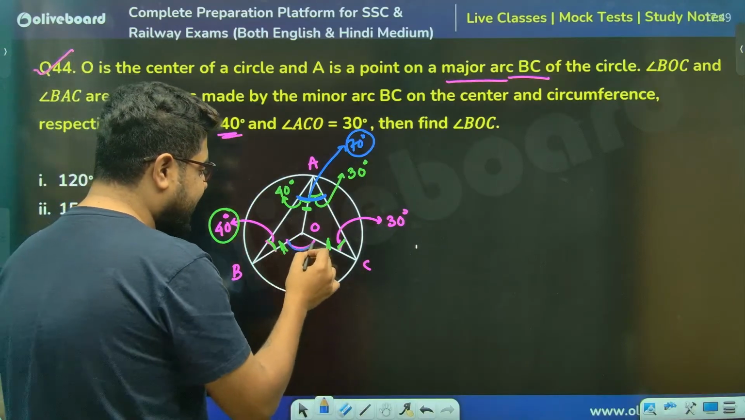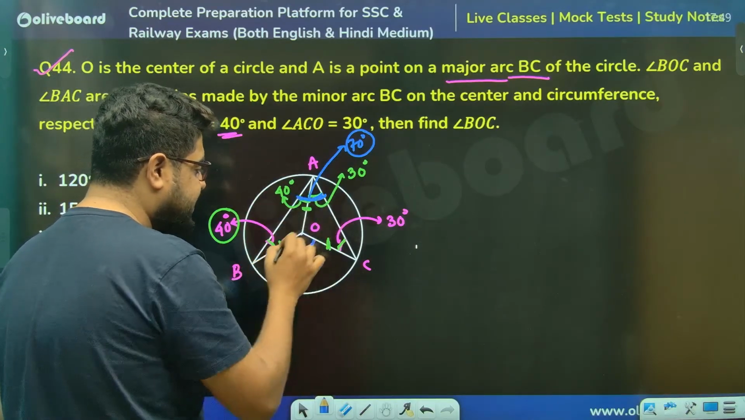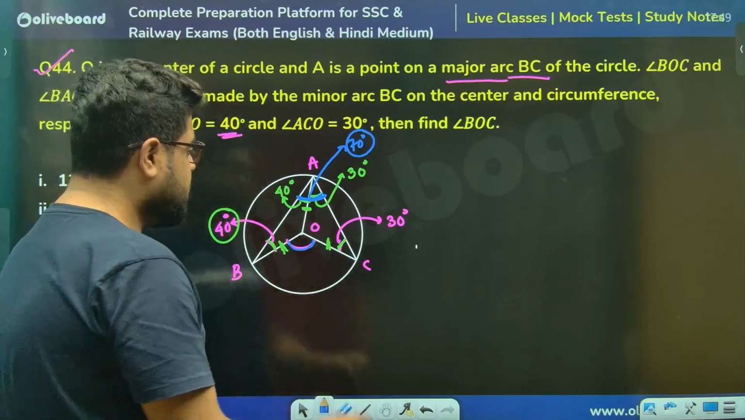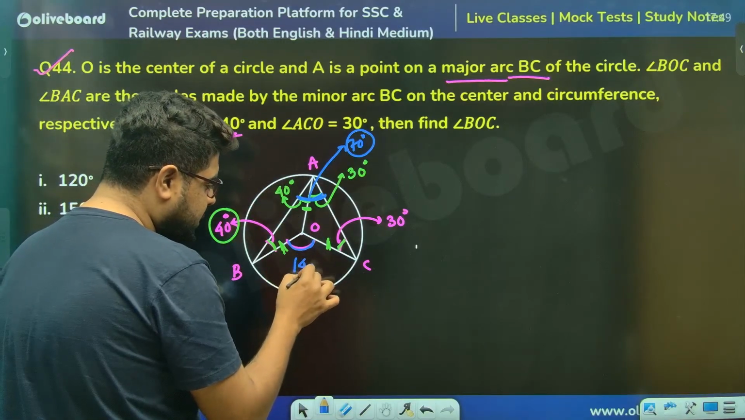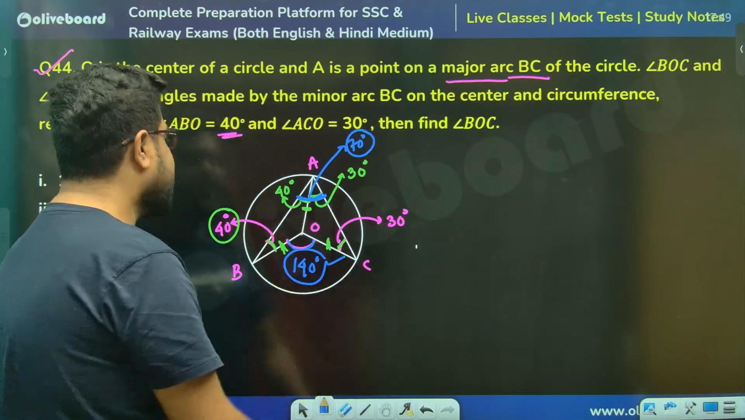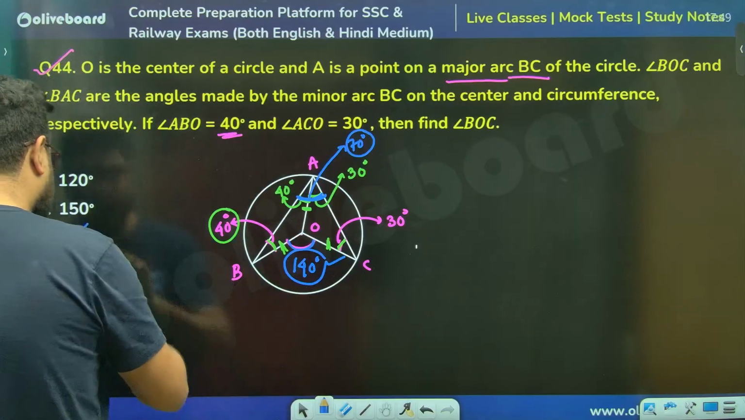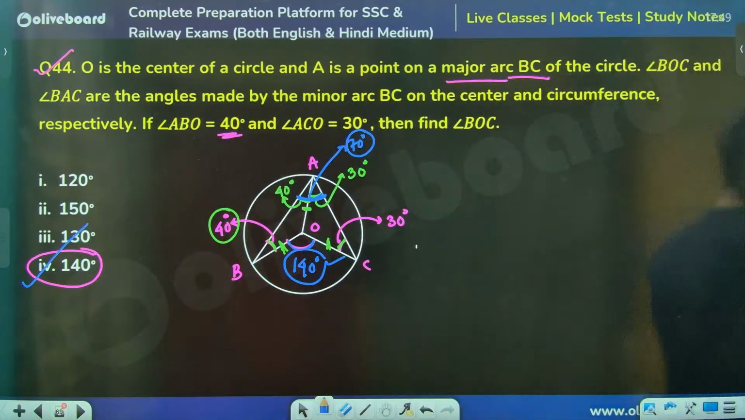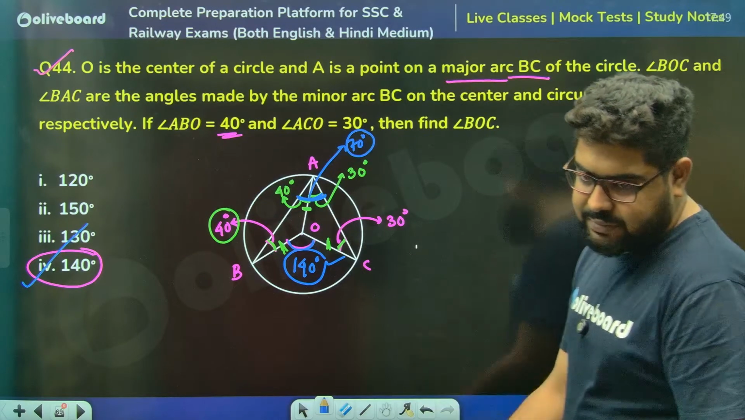And so this angle is double of this angle. This is the central angle and this is the angle made on the circumference. So that is double of this. So this is 140 degrees. That's your answer, option number 4. Option number 4, 140 degrees, is 100% the correct answer.